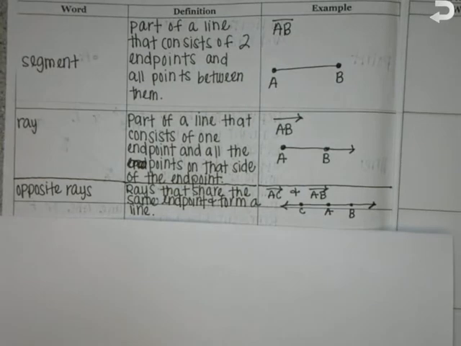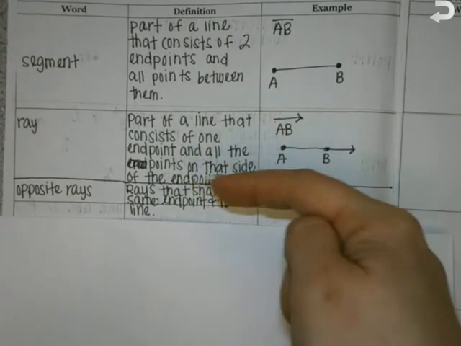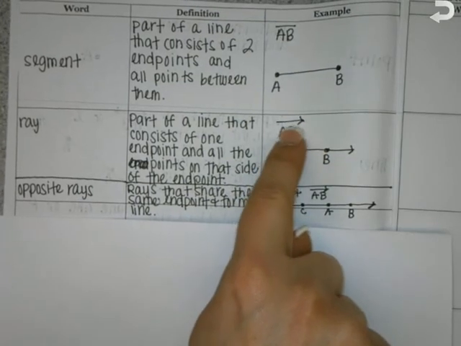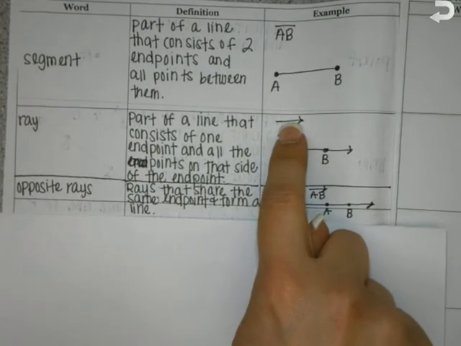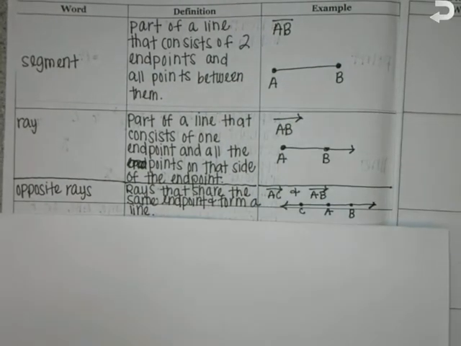Now, even if your ray extends to the left direction, you still use this same notation. Does that make sense? So it doesn't matter which direction your ray is going, you will always use an arrow pointing to the right to notate that it's a ray, okay? So don't start pointing arrows all in opposite directions.